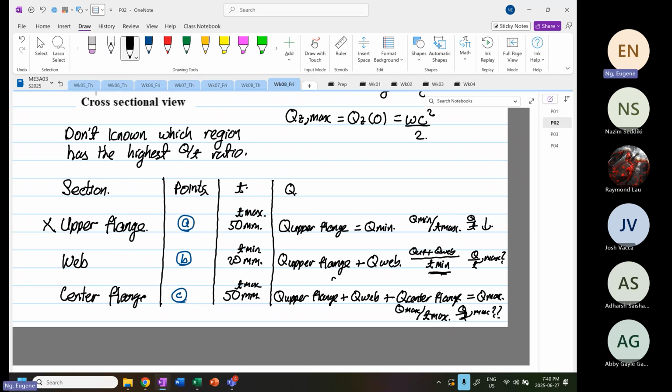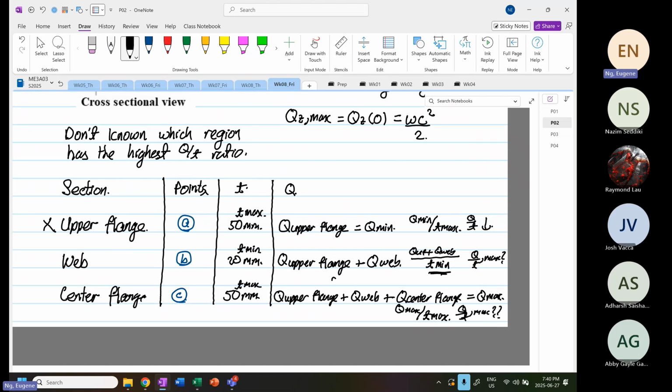The web and the center flange are the ones we have to take into consideration. The web has the minimum thickness, and the center flange has the maximum first moment of area. So remember, I told you, the Q over T magnitudes are always fighting against one another to see which can take the largest shear stress. This is where things get interesting. So when that's the case, let's calculate.